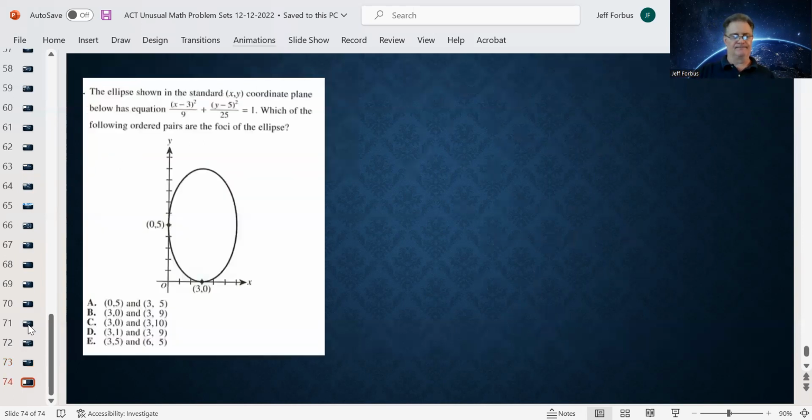Okay, moving on to the last problem. Okie dokie. So guys, I think it was 2018, 2019, the ACT started putting ellipses on the exam more frequently than what they had in the past. When the pandemic hit us, it seemed that those questions didn't come up as frequently. So this is still an important question, and I think it's really important for you to know how to work with ellipses.